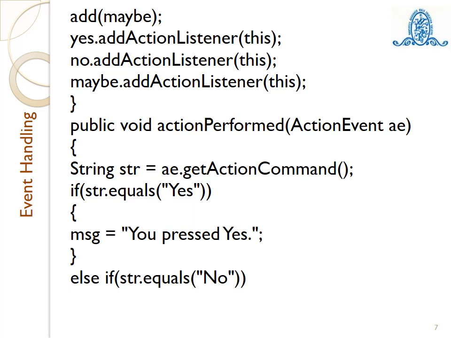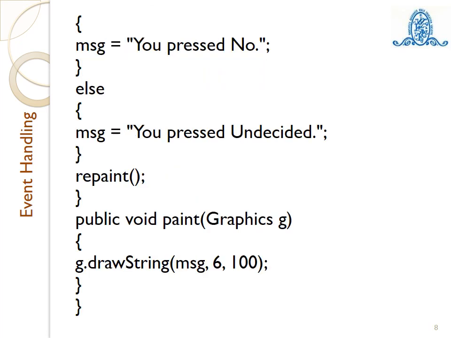Similarly, the second button label is compared with no. So else if str.equals("no"), again the message "you pressed no" is stored in message. Else the third button is pressed, which is the maybe button, and the message stored in msg is "you pressed undecided". Then next, here the repaint method is used. This repaint method is used to call the paint method. So we have to jump from the actionPerformed method to the paint method. That can be achieved by using this repaint method.